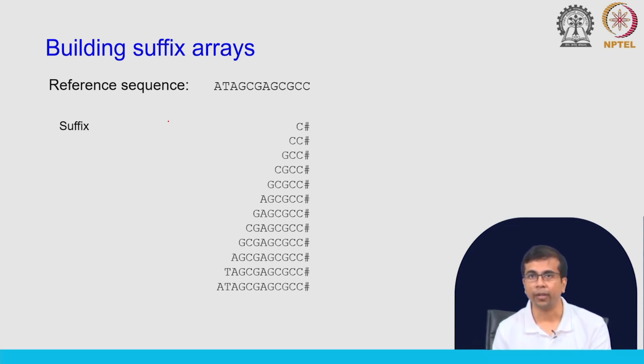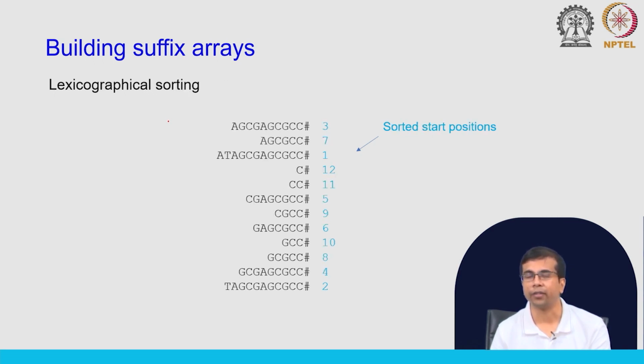If you remember the definition that we have just mentioned, a suffix array requires lexicographical sorting, or alphabetical sorting. So, we sort these suffixes lexicographically, and we also have the start positions. We can map the start position of each of these suffixes along with the suffix sequences, and then we can do a lexicographical sorting. So, this sorting works in this way.